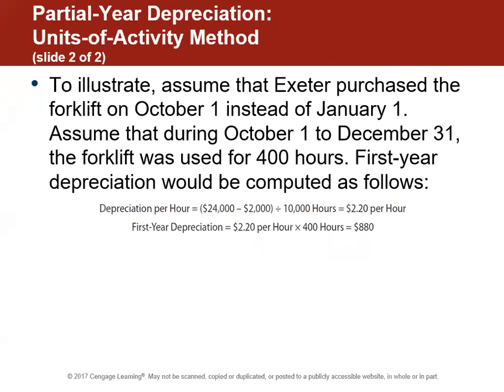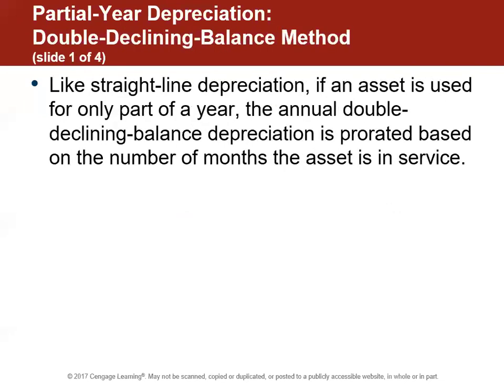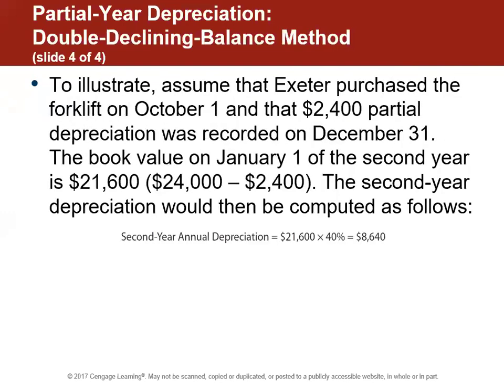And honestly, I don't even think we do any dealing with units of activity in partial year. I think the only one we deal with partial year is straight line, just to keep it simple. So we're going to skip that one. Same with double declining.